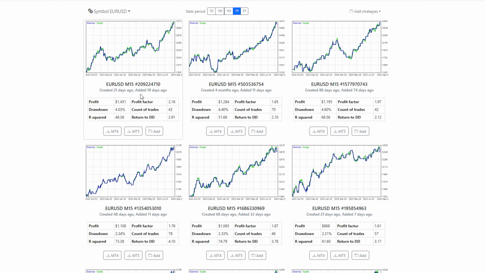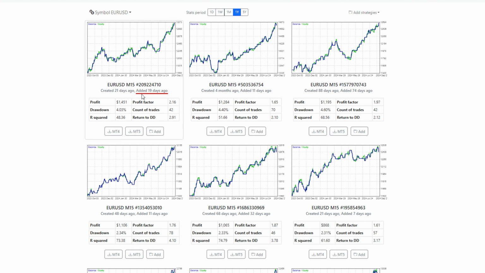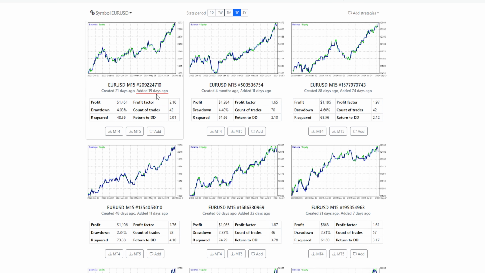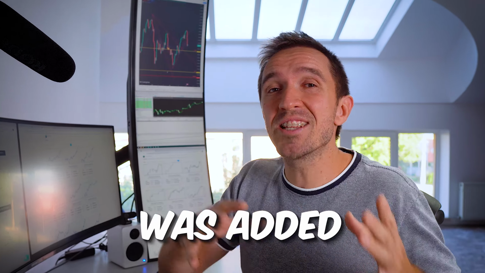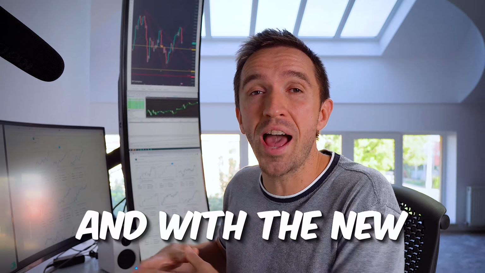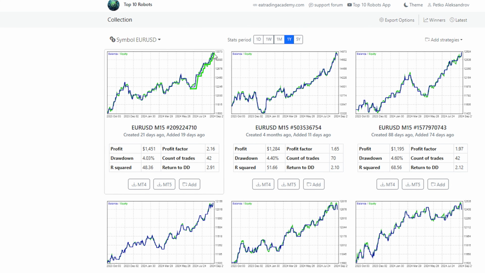So the first rule is that I want to have the strategies added at least 2 weeks ago. 19 days ago works, which means that the strategy was added to the app 19 days ago, and with the new data, with the forward test, it is showing profits, and it's actually being very profitable recently.